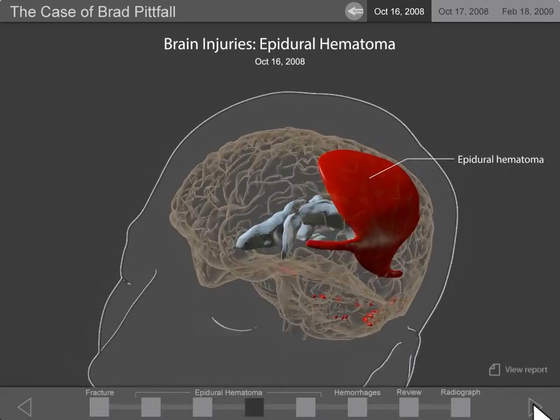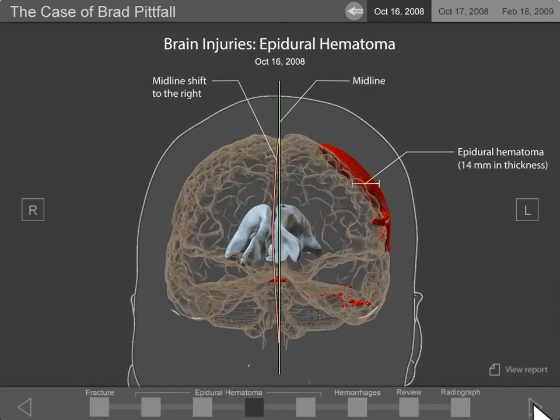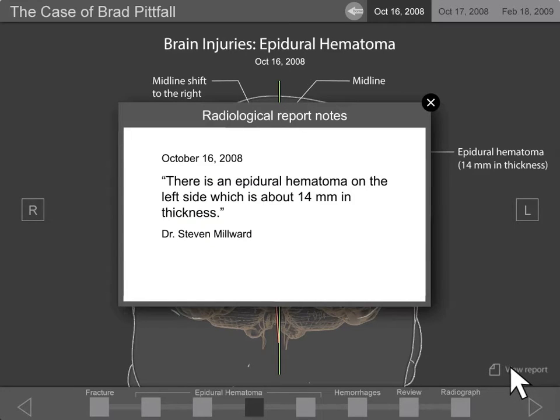Moving around to the front, it is evident that the hematoma, which is 14 millimeters in thickness, is compressing the brain. There is a slight but noticeable shift in the midline due to the pressure on the brain, as evident by the shifted ventricles. This visual evidence is supported by the radiological report.